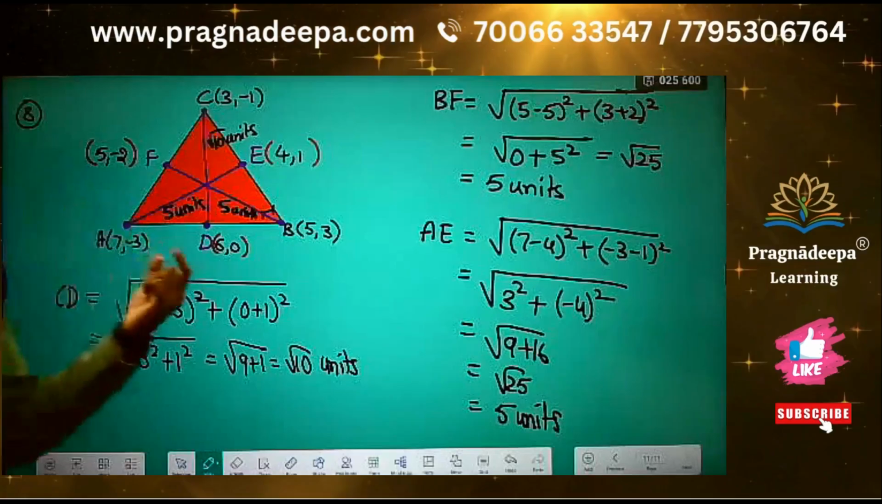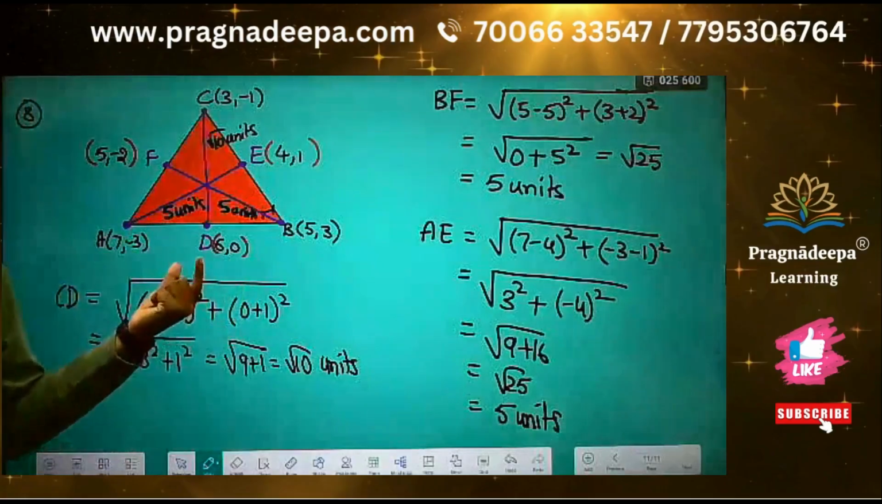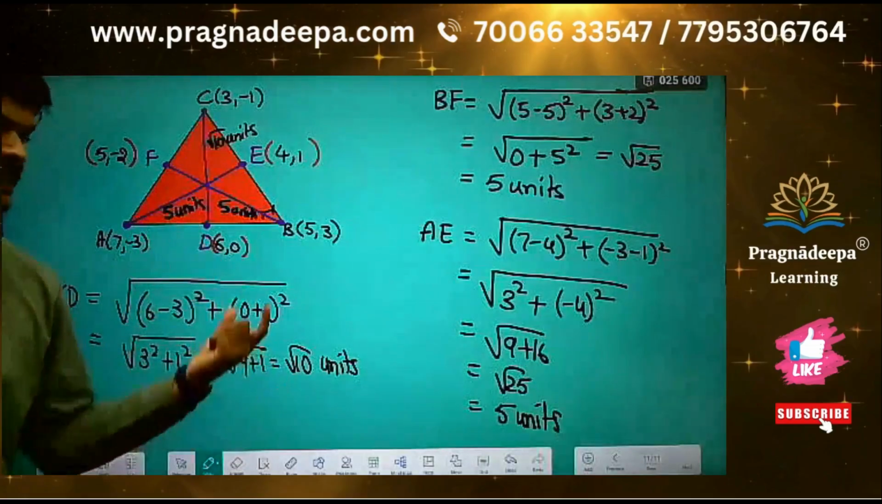So for the median, first you need to find the coordinates. Okay, so next you need to find the length of the median using the distance formula.